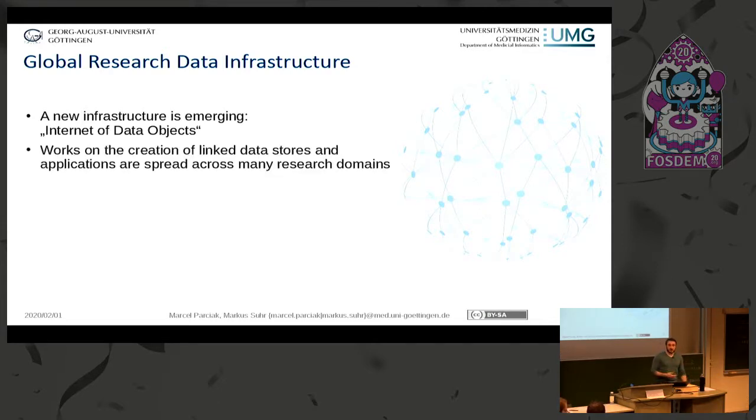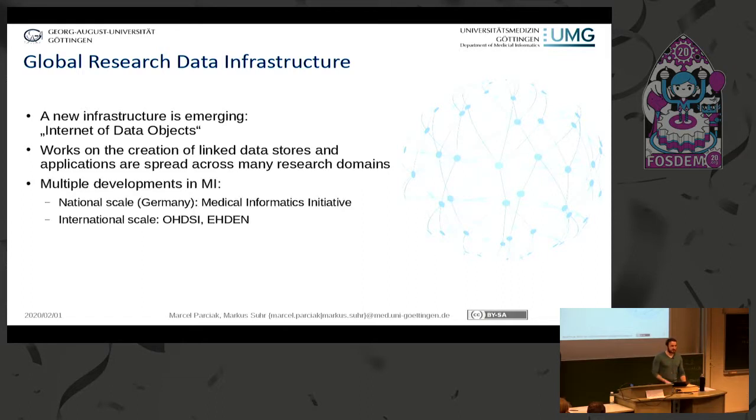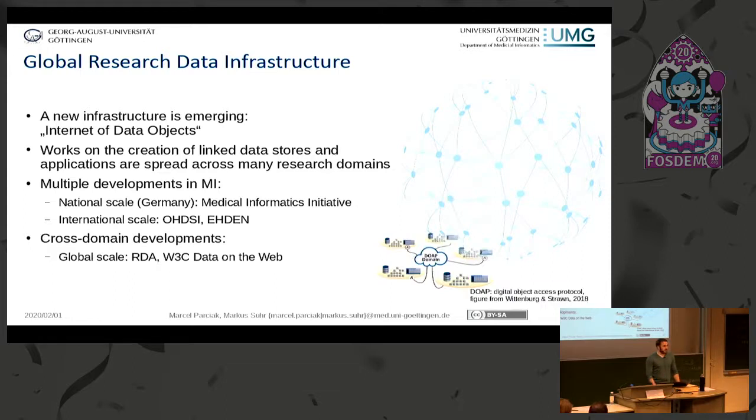There is a lot of work put into that in different domains. For example, in the medical informatics domain, on a national scale, we have the Medical Informatics Initiative, which has offered us some money basically to build this up for Germany. On the international scale, Odyssey or Eden do basically the same with other data formats, other technologies, but have the same goal. So it's a very, very good movement to see that they want to link the data together. And across domain, there are also developments that most of you may know, like the Research Data Alliance or the working group from the W3C Data on the Web, which has specified the DOIP protocol to access digital objects from different domains or from different IT infrastructures.